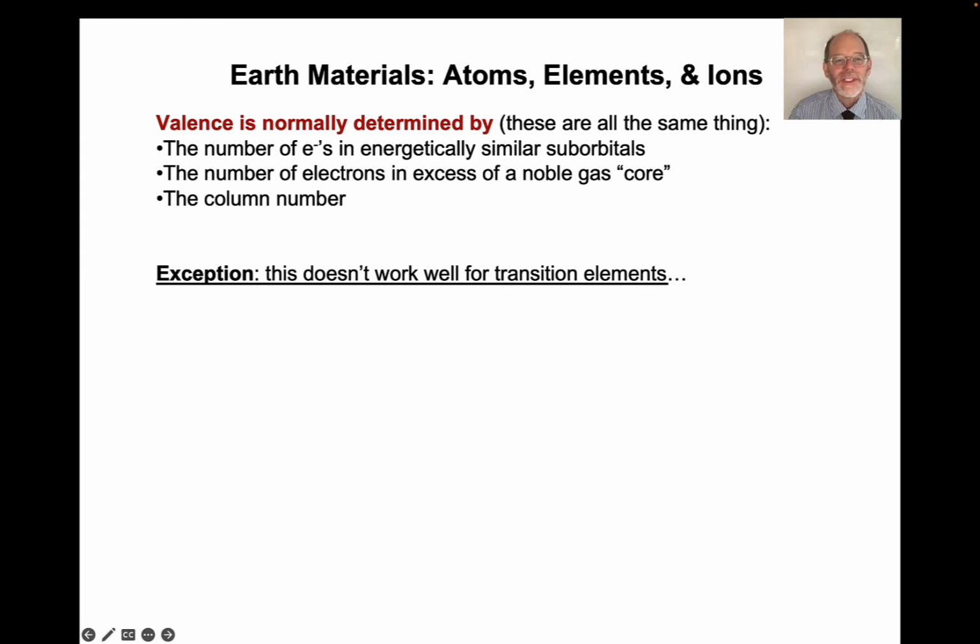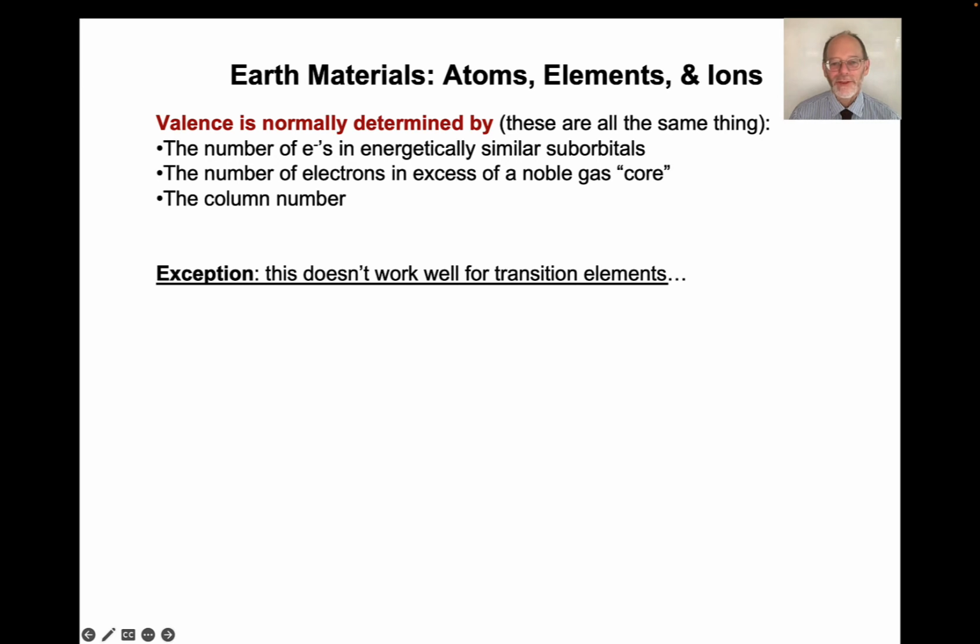There are a couple of different ways to think about what determines valence. The following 3 descriptions are all kind of the same thing. The first is it's the number of electrons in energetically similar suborbitals. It's the number of electrons in excess of a noble gas core. That's usually how I think about it, although there is an important caveat to that. It's also defined by the column number.